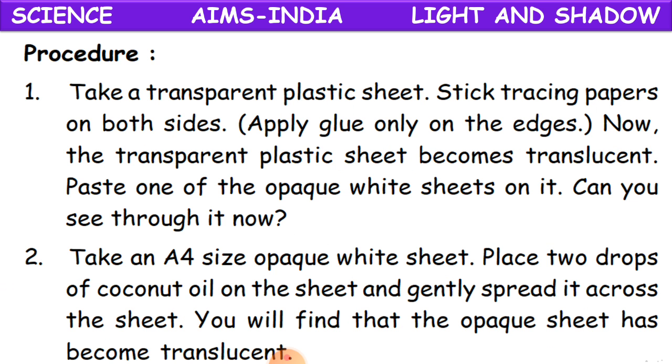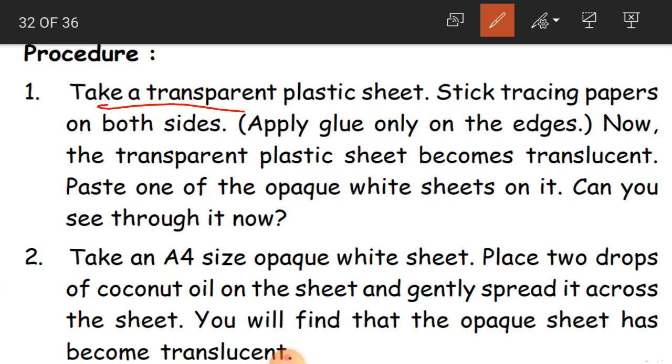And what you have to do is take a transparent plastic sheet. Okay, stick tracing papers on both sides. So you take a plastic sheet first and stick tracing papers on either side, this side and that side. Apply glue only on the edges. So when you stick the paper, children, don't apply glue to the middle of the paper. Only apply glue to the edge of the tracing papers.